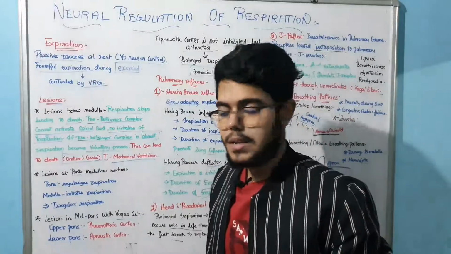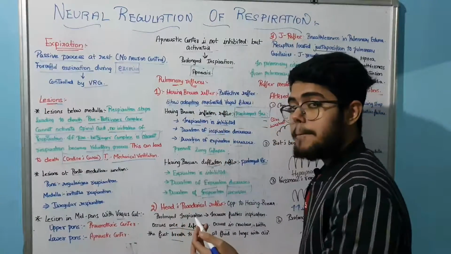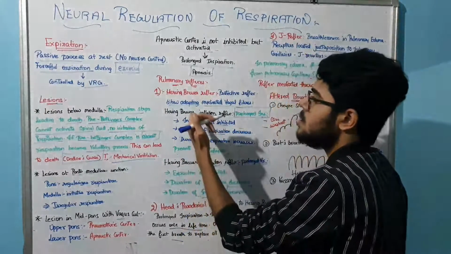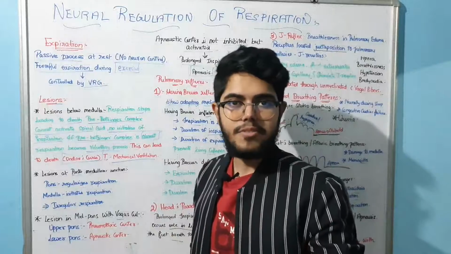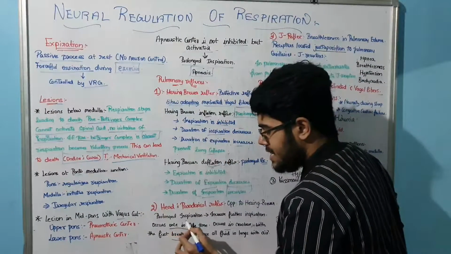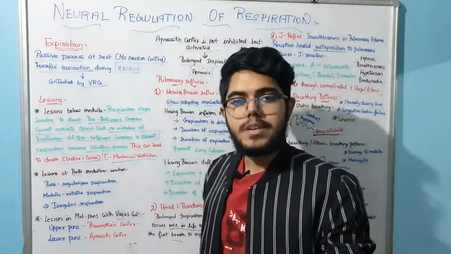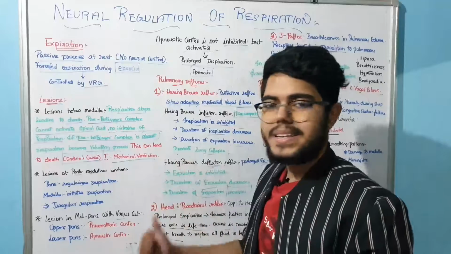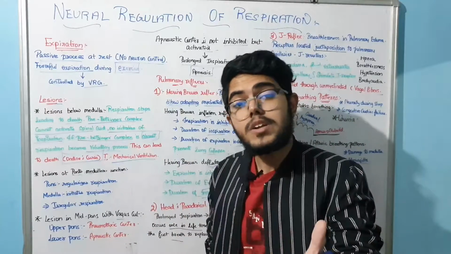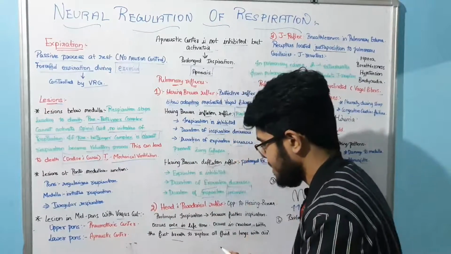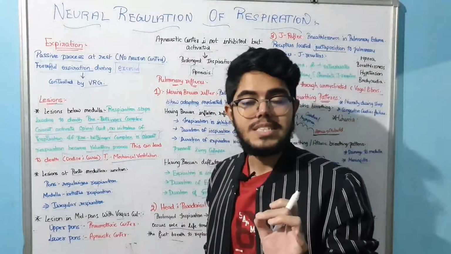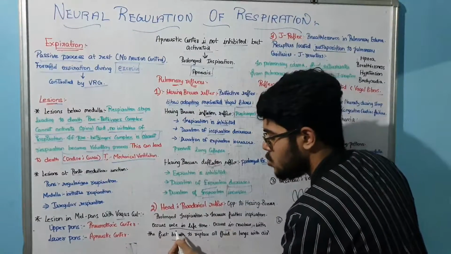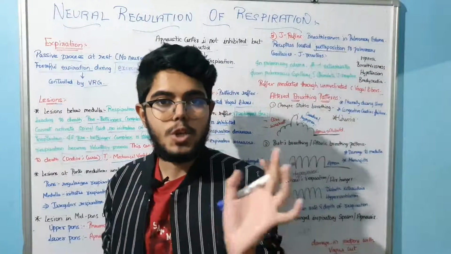Very simple, right? Next important thing, Head's paradoxical reflex. What is this? It is just opposite to the Hering-Breuer reflex. Listen carefully. When there is prolonged inspiration, the inspiration will normally be inhibited. But in this case, when there is prolonged inspiration, there will be a further increase in the inspiration, right? So this occurs once in a lifetime, okay, in a newborn baby.